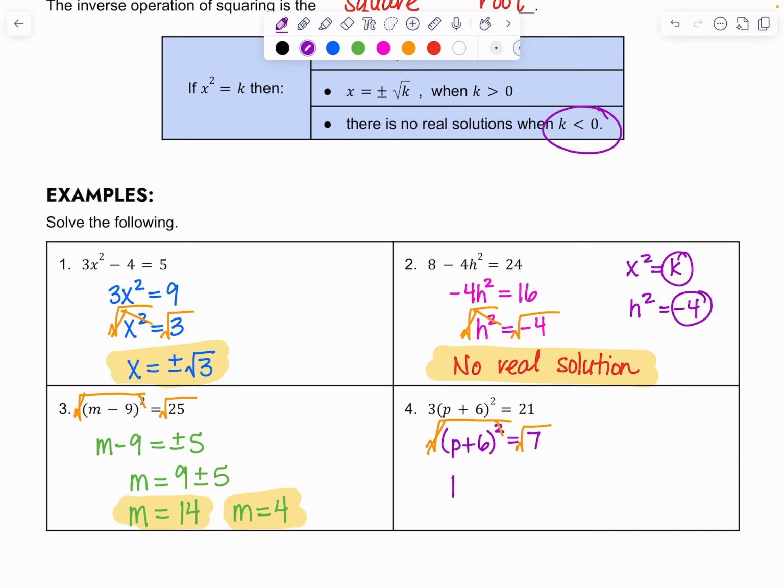And that will give us p plus 6 is equal to plus or minus the square root of 7. And then we would subtract 6. So we would get p is equal to a negative 6 plus or minus the square root of 7.